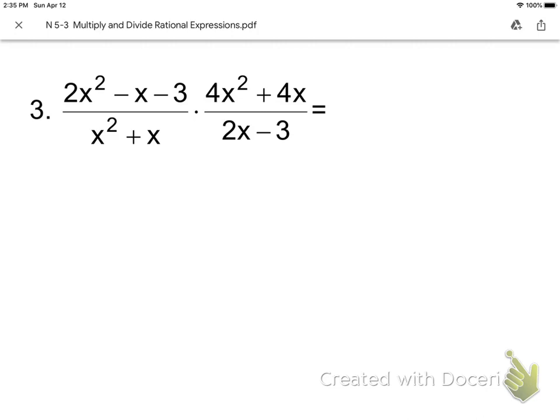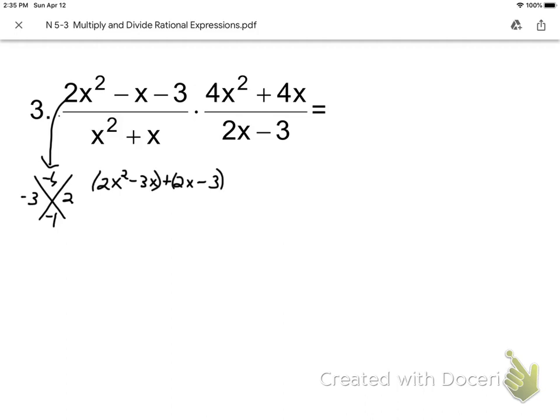Now we've got two things multiplied together, but we still have to factor everything first. So we've got several things to factor. If we look at this 2x squared minus x minus 3, we're going to go just right here to factor that. They multiply to be -6, add to be -1. So two numbers that do that would be -3 and +2. So that would be 2x squared minus 3x plus 2x minus 3.